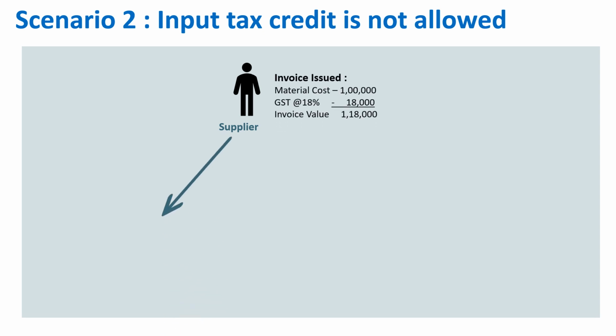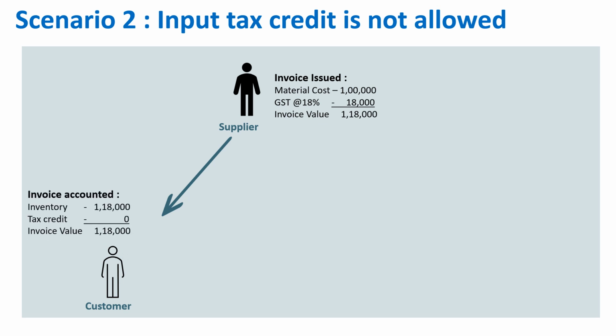So the supplier is raising the invoice, metal cost 1 lakh, GST 18%, that is 18,000, invoice value 1 lakh 18,000. Now when the customer receives this material and accounts for it, what accounting is the customer going to do? The inventory here, if you see, has increased by 18,000 because tax credit is not allowed. Hence the 18,000 GST paid to the supplier will be loaded to the inventory cost, right? Now because of this extra amount loaded to inventory, the profitability of the company will also get impacted unless the selling price is changed. Now the customer processes this raw material and converts it to finished goods.